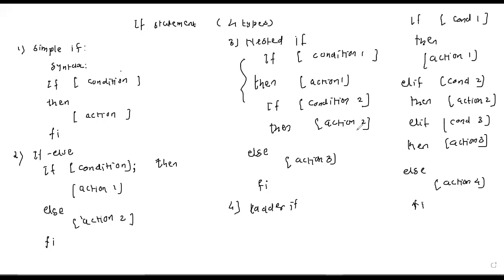See, while getting to the scripting part, we have to start with a hash and then an exclamation mark. Then we have to write /bin/bash. This should always be there at the top of the file.